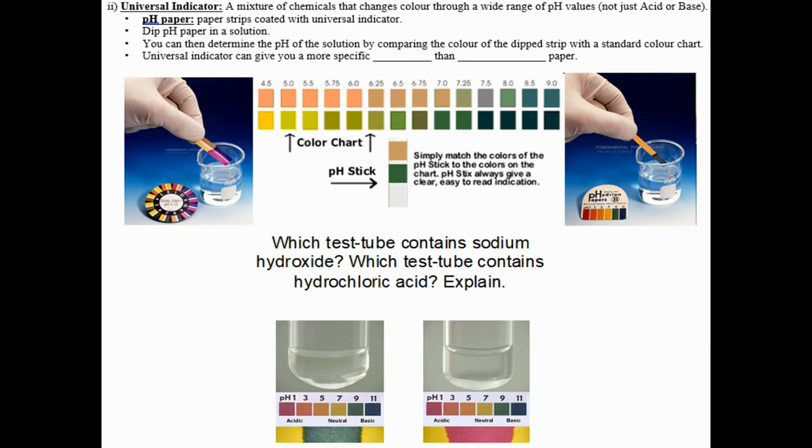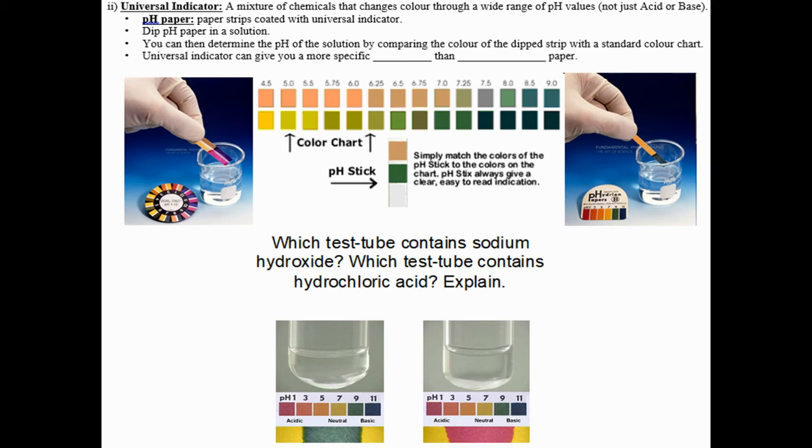There are other indicators out there. Litmus paper is just one type. There's basically 2 colors. It tells you if it's an acid or a base. There's another type of indicator called universal indicator, which is a mixture of different indicators, and it changes into a whole bunch of different colors. And so it gives you a greater range of colors, and it gives you more specific pH values.